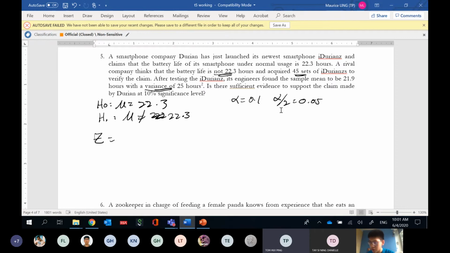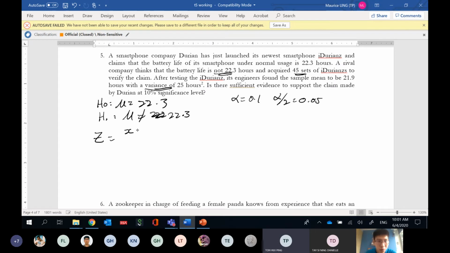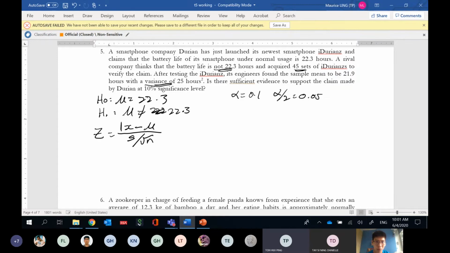Okay, let's look at the equation first. The equation is x minus mu, divided by standard deviation over square root of n. But negative numbers are always very troublesome, so the actual equation is you take the absolute value here. That means you change the negative to positive first. So in this case, you have 21.9 minus 22.3.